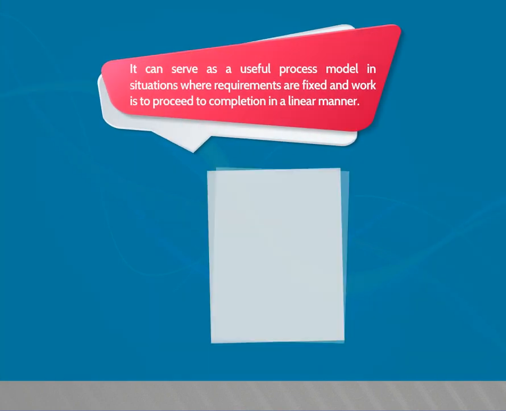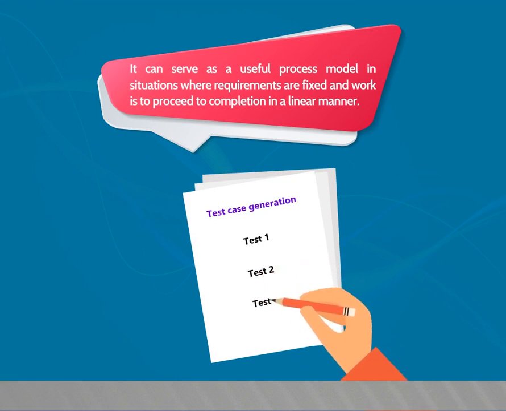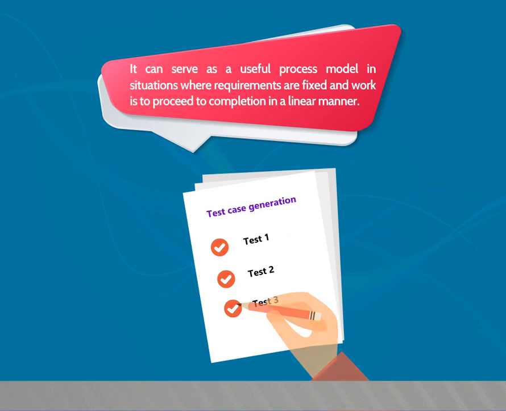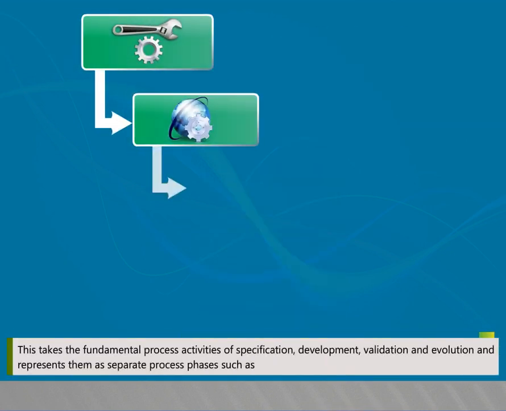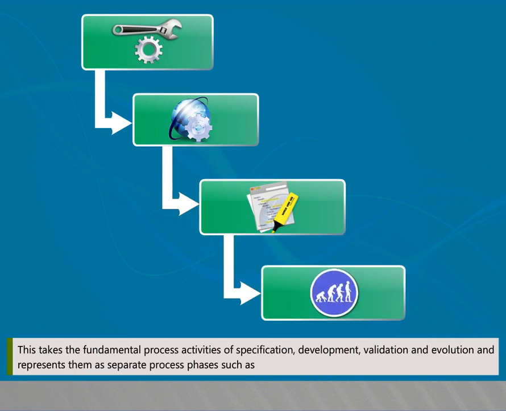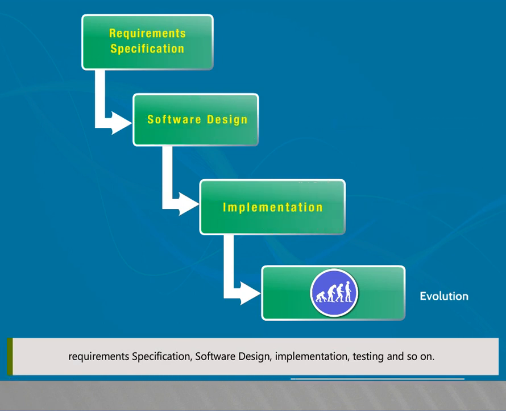It can serve as a useful process model in situations where requirements are fixed and work is to proceed to completion in a linear manner. This takes the fundamental process activities of specification, development, validation, and evolution and represents them as separate process phases such as requirement specification, software design, implementation, testing, and so on.